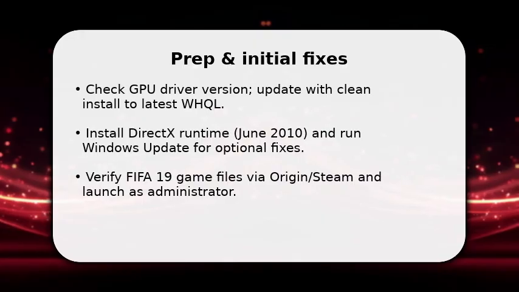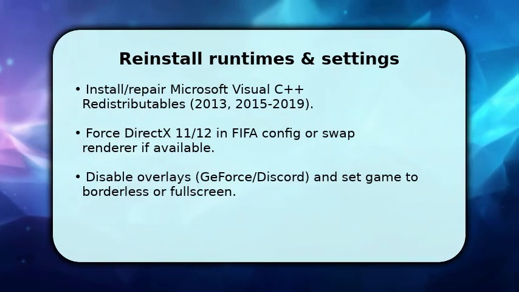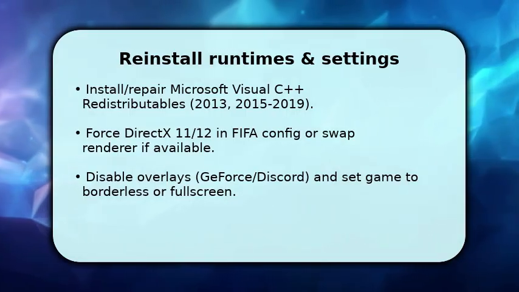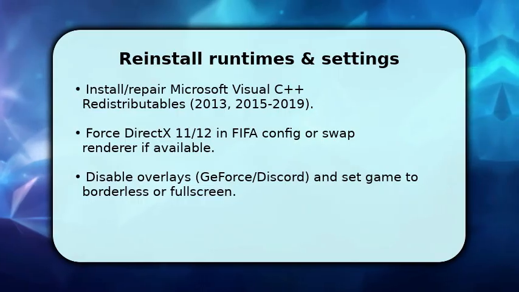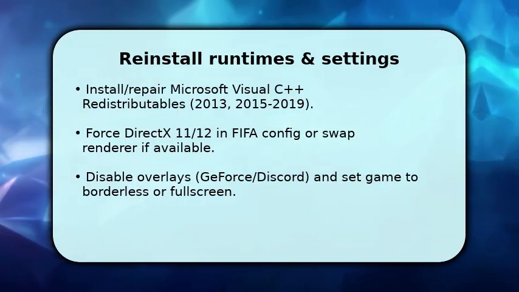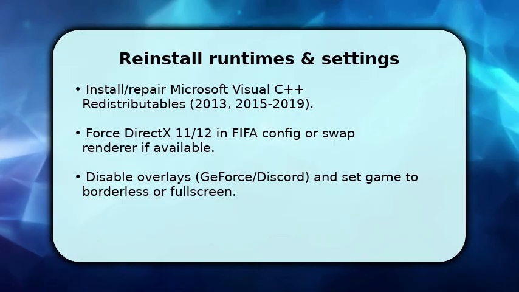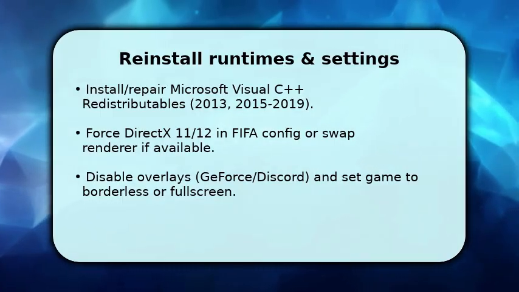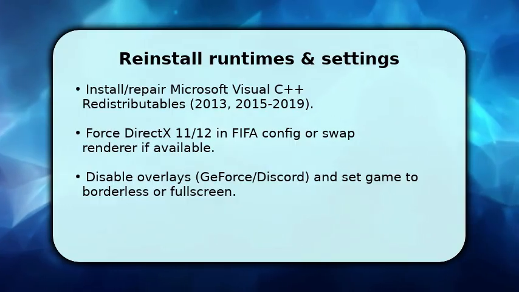You now address runtimes and in-game rendering. Repair or reinstall the Visual C++ redistributables, because missing runtime components often break DirectX initialization. Then force DirectX 11 or 12 in FIFA 19 config file or launcher. Switching the renderer can bypass legacy API issues.